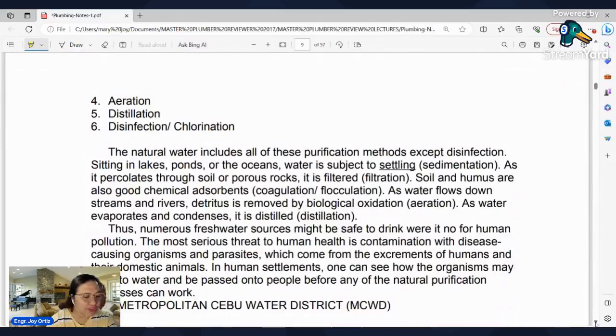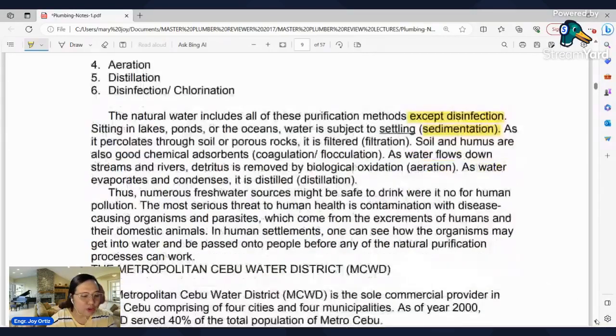So the natural water includes all these purification methods except disinfection. Iba pala yung disinfection. Sitting in lakes, ponds, or the ocean, water is subject to settling. That is sedimentation. Okay, ito pala yung natural way of water purification through lakes, sa ponds, sa ocean. So, lahat yan subject for sedimentation.